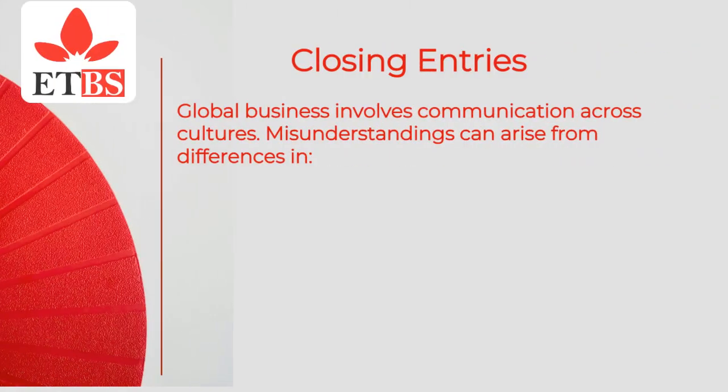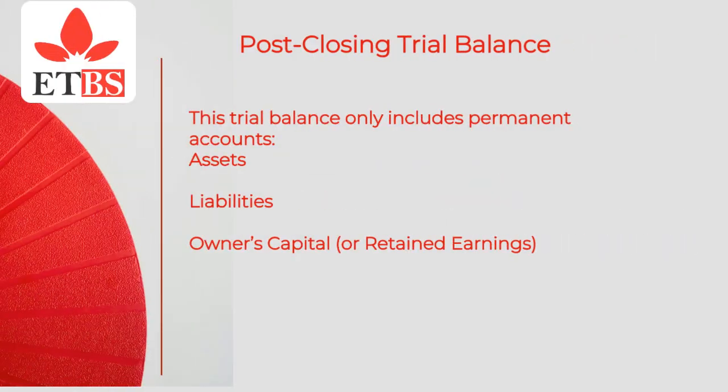Closing entries. At the end of the accounting period, temporary accounts, revenues, expenses, and drawings or dividends, are closed to owner's capital or retained earnings. This resets these accounts for the next period. Steps: close revenue accounts to income summary, close expense accounts to income summary, close income summary to capital, close drawings or dividends to capital.